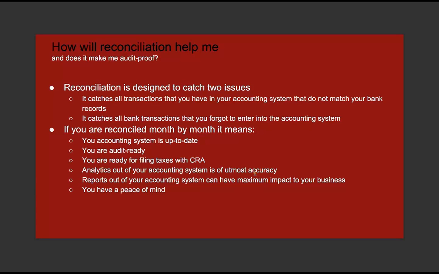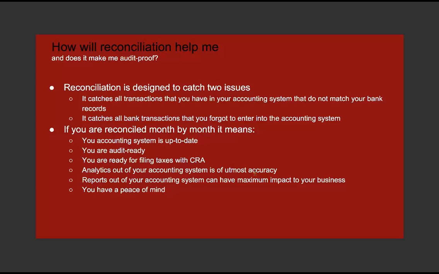The next thing is reports out of your accounting system can have maximum impact on your business. Now you can look at your profit and loss statement and say, hey, these are some of the corrections I need to do. Reconciliation also identifies errors. There were some transactions that your accounting system did not have, and you caught it, and you say, oh my God. So it'll have a huge impact on your business, because of all the reports that you're generating. And at the end of the day, it's all about peace of mind, right?